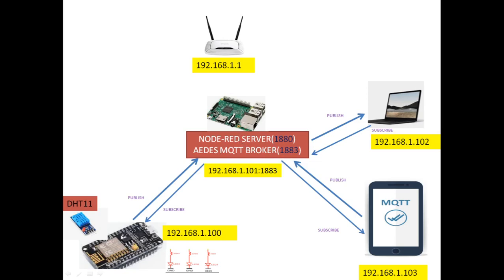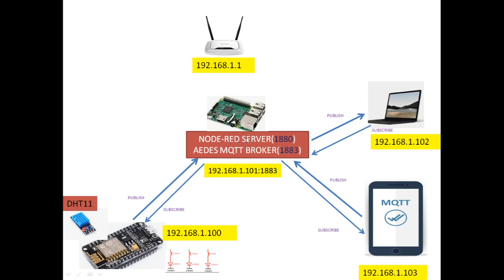So we have here a NodeMCU that has a DHT11. That is a sensor that is capable of measuring the temperature and the humidity. We also have 3 LEDs that we can turn on and off using the computer or the smartphone. This NodeMCU is reading the temperature and publishing the temperature to the broker.